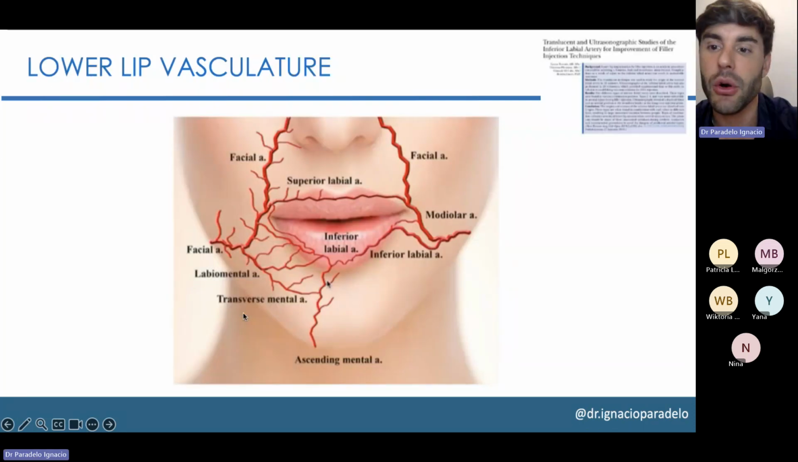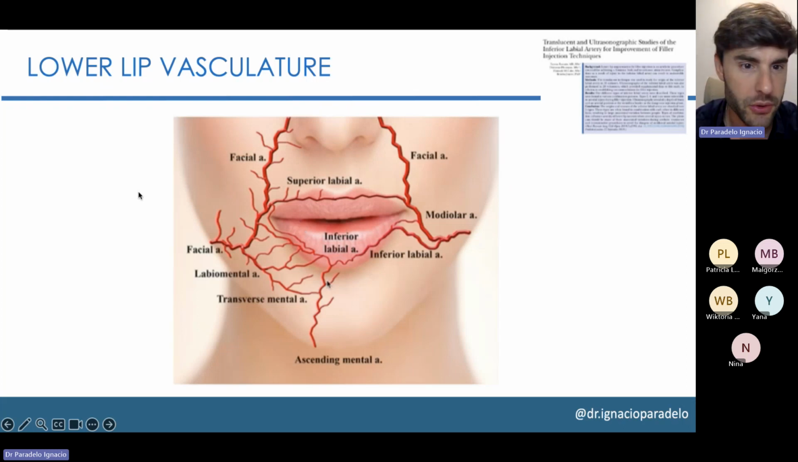This is a typical scheme that we all know of the vasculature of the perioral region. The facial artery is responsible for originating the superior labial artery, which then continues upward as the angular artery. Here's the facial artery, then it becomes the superior labial artery, and then it continues as the angular artery. As for the inferior labial artery, it can usually be a branch of the facial artery, as we can see here, but it can also originate from the modiolar artery, as we can see here on the right, or the labiomental artery.